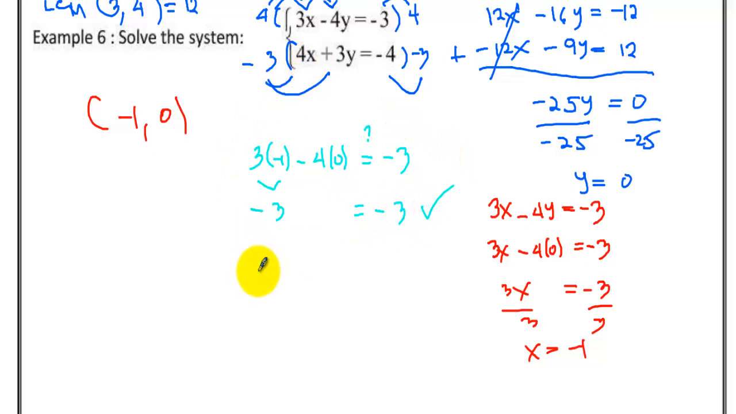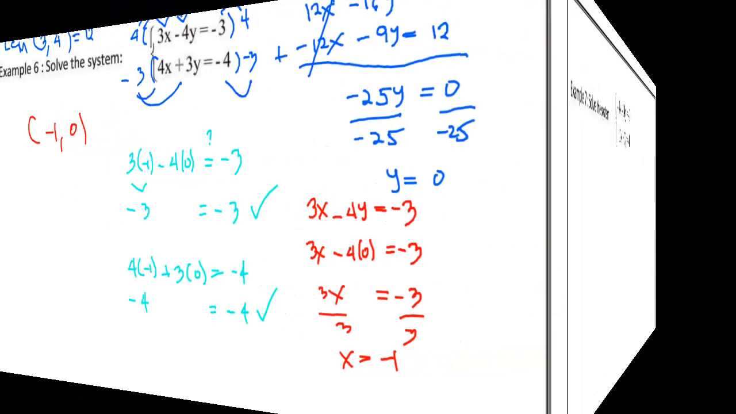Let's check the second equation. 4 times x, my x is negative 1, plus 3y, our y is 0. That's negative 4. This is negative 4 equals negative 4. Again, correct. Therefore, we will be confident that this answer is correct.